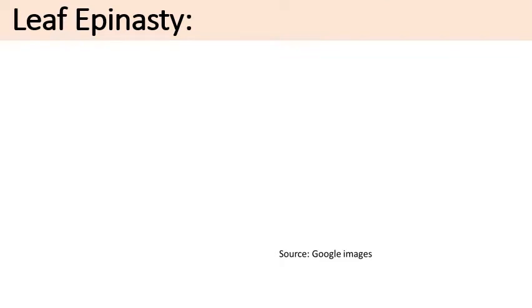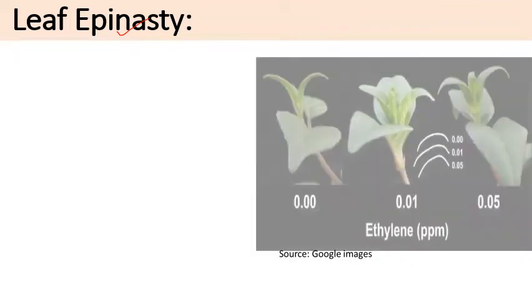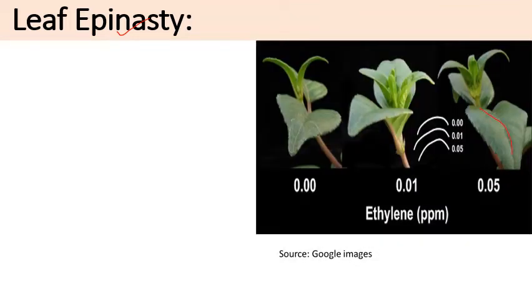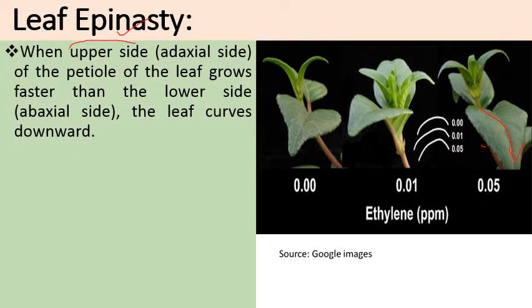Next important function is leaf epinasty. It occurs when the upper surface of leaves grows faster than the lower surface. So when the growth of the upper surface is faster compared to the lower surface, the leaf shows epinasty. Epi means upon, nasty means movement. So the upper leaf surface grows faster than the lower leaf surface. When the upper side, that is the adaxial side of the petiole of the leaf, grows faster than the lower side, that is the abaxial side, then the leaf curves downward, and this is known as leaf epinasty.